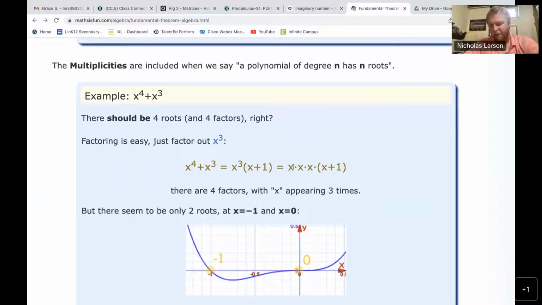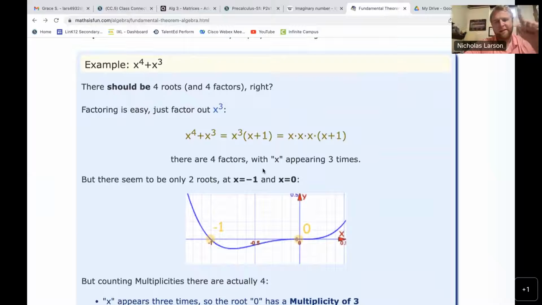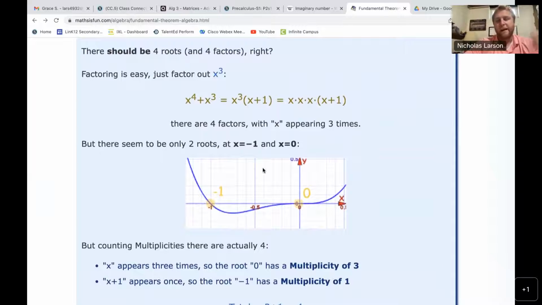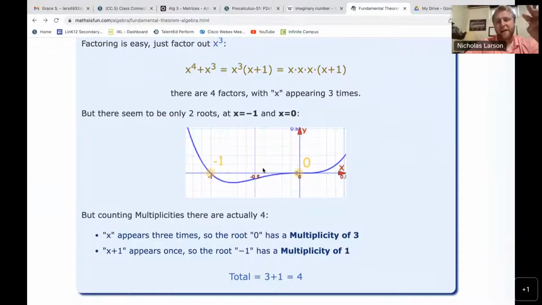Again, if any one of these x's is 0, the whole thing is going to equal 0. So 0, 0, 0, which means it has a multiplicity of 3. And then x plus 1 equals 0 when x is negative 1. So this has a negative 1, and it's only 1 time. So by counting all the multiplicities, we have 4 zeros, or 4 roots, but 3 of them are 0, and 1 of them is negative 1.